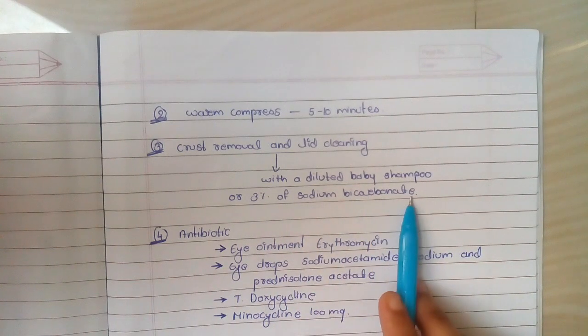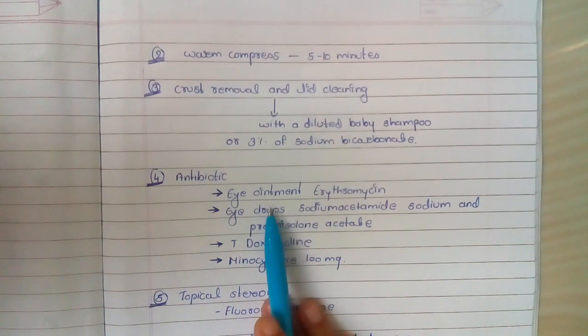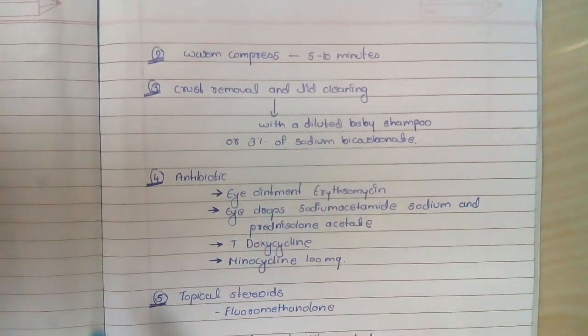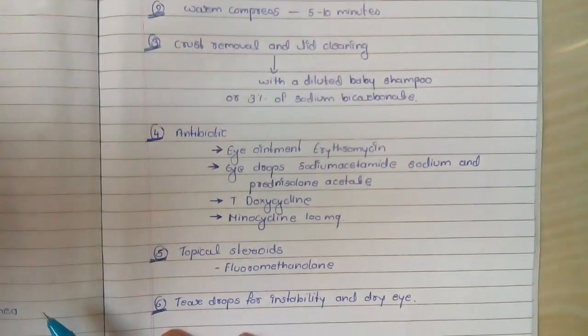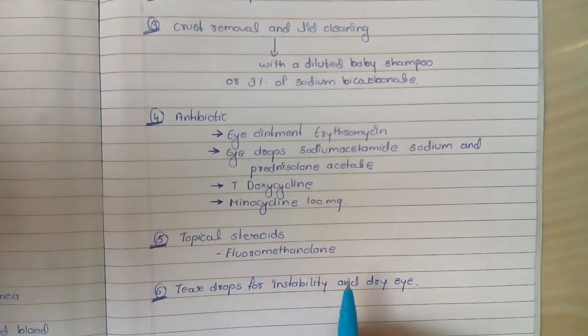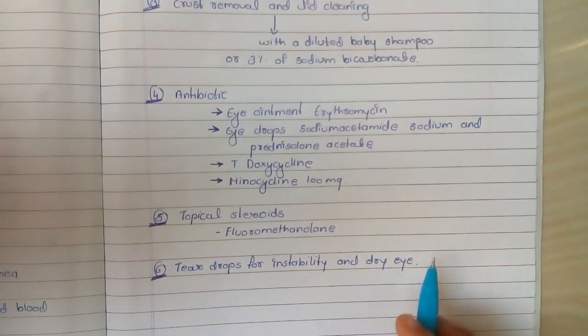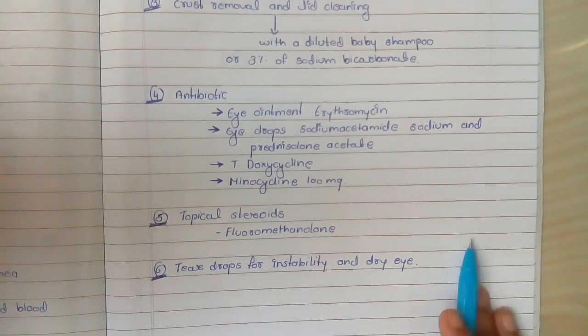3% sodium bicarbonate. And sometimes we can also provide antibiotic eye ointment, erythromycin, and sometimes we can also provide a mild topical steroid, for example fluorometholone, and tear drops for tear film instability and dry eye. And the further points we are going to cover in the next video.